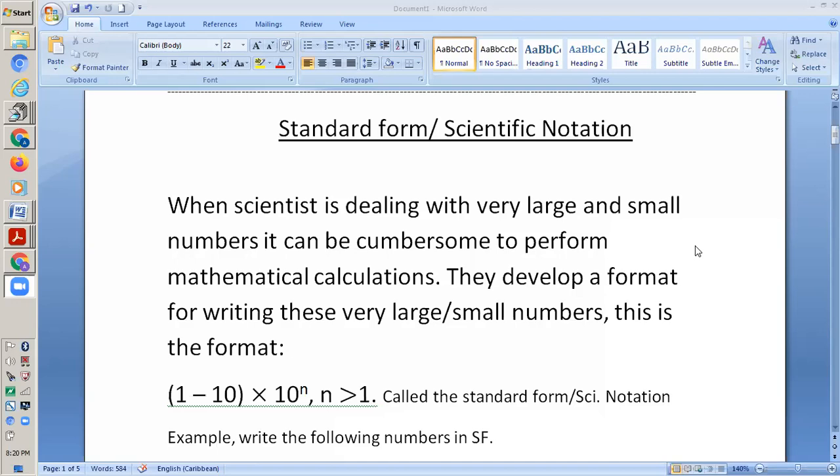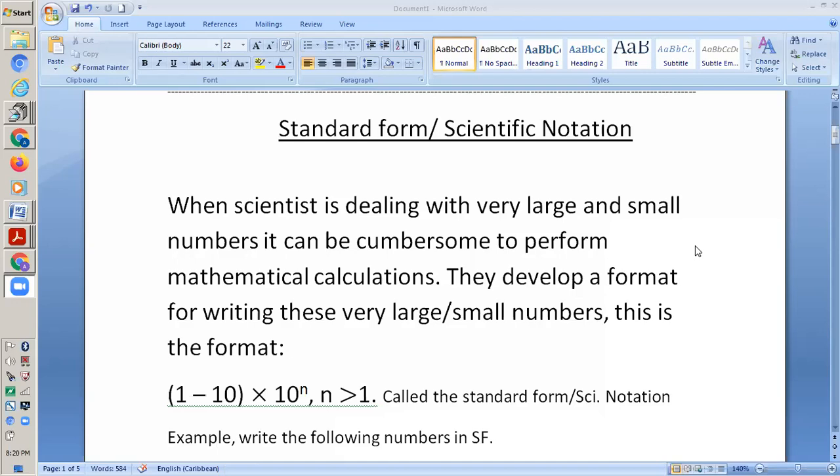Sometimes you have 0.000008 something. Does anybody know Avogadro's number, for those who do chemistry? Anybody do chemistry? I think Avogadro's number is 6.02 times 10 to the 23rd, something of the sort. So 10 to the 23rd means 23 zeros.